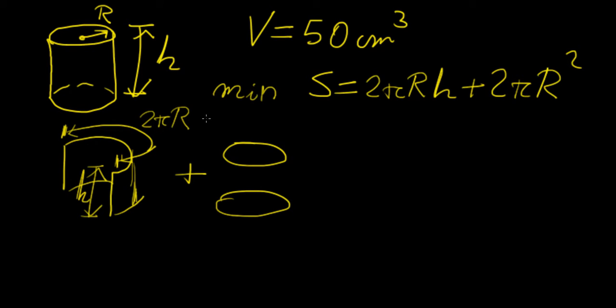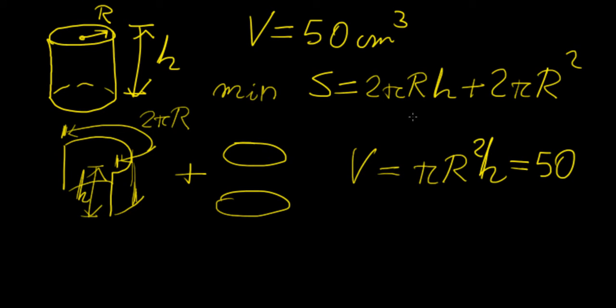Now what is going to be the volume? Well, the volume is going to be the area of the circle, so that's pi r squared, times the total height, because you can imagine that if you break this into little slices, you can have h number of circles overlapping on top of each other, and that will give you the measure of the volume. So this is going to be pi r squared times h. That's going to be the volume. And this is actually the constraint, because we need the volume to be equal to 50 centimeters cubed. So this is going to be our constraint equation.